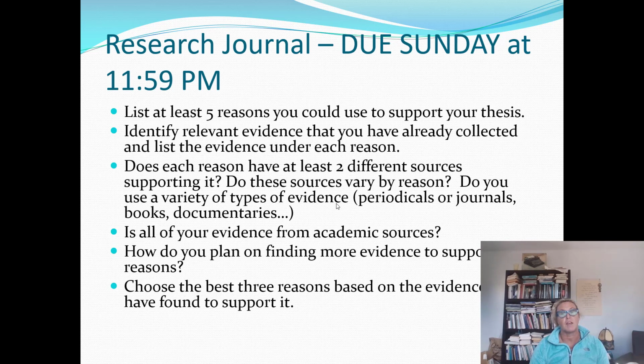So you will be doing a research journal after reading chapter 13, which talks about how to develop your argument. I'd like you to write down at least 5 reasons you could use to support your thesis. I want you to identify relevant evidence that you've already found or that you newly found, and list that evidence under each reason. Then ask yourself, does each reason have at least 2 different sources supporting it?